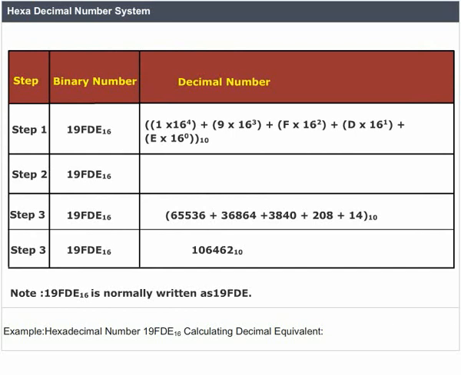Step 3. 65,536 plus 36,864 plus 3,840 plus 208 plus 14, all to the base 10. Step 4. 106,462 to the base 10. Note: 19FDE to the base 16 is normally written as 19FDE.